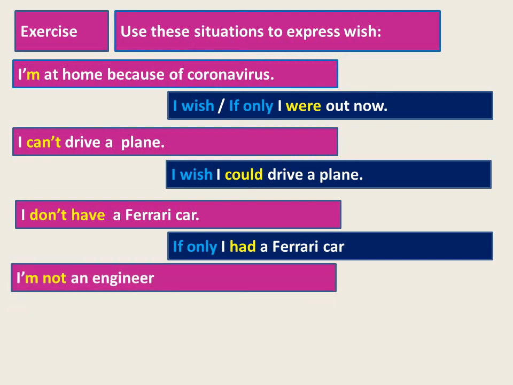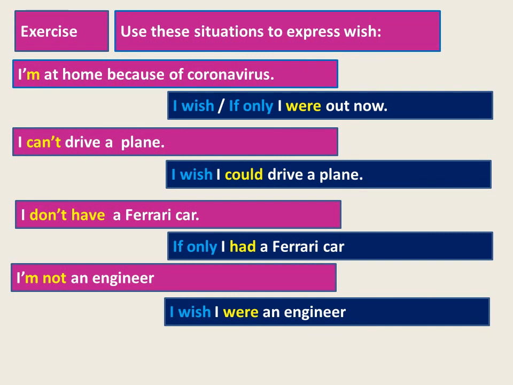Next, I'm not an engineer. So I am a teacher and not an engineer. And you are a student and you are not an engineer yet. So if you want to make a wish, what can you say in this sentence? Yes? I wish I were an engineer.